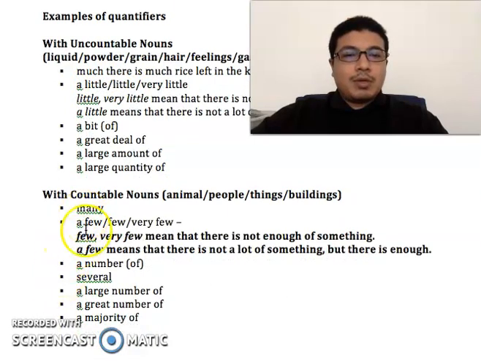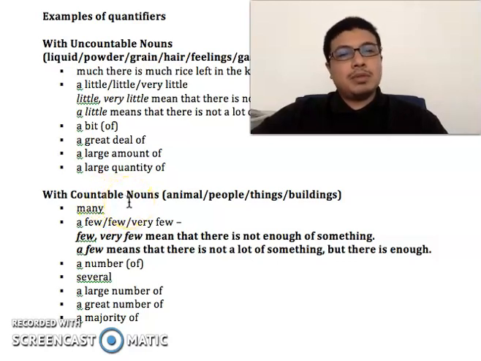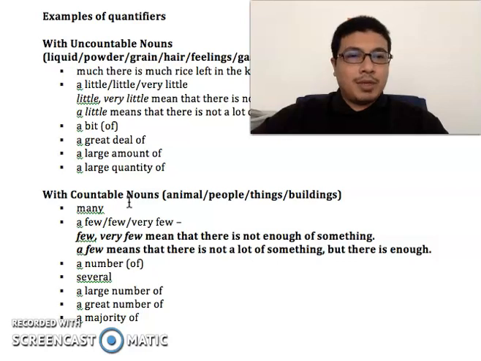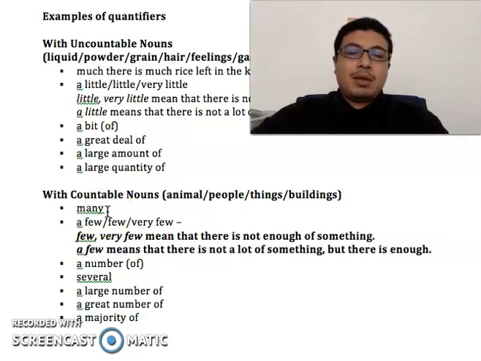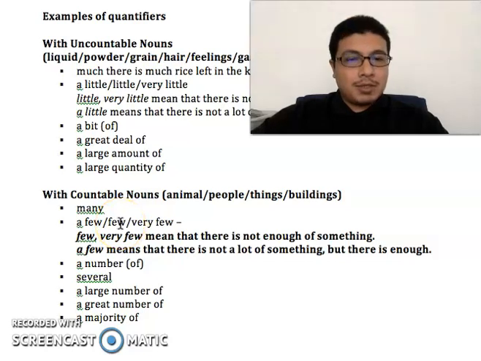Next, there are quantifiers for countable nouns. Countable nouns are things, animals, people, or buildings that you can count. You can say 1, 2, 3, and you can count the numbers. There are many people in the class. You can count 1 to 20. There are 20 people. There are a few people left in the class. There are few people going to the class today.